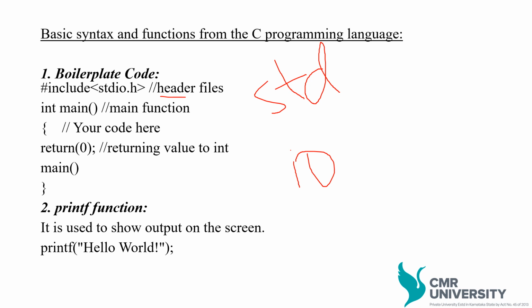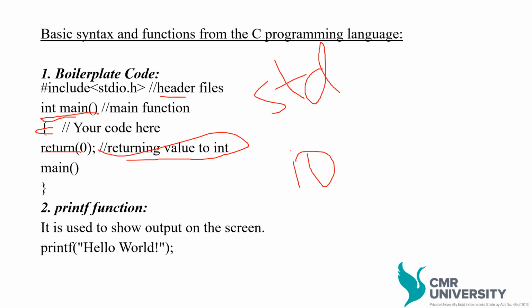So it includes the standard input and output header file into the program, and next it will call the main function, written as int main, and within the braces we will write the code. Next we return the value 0, returning the value of int, and then the main function is closed with the closing brace. So this is the boilerplate code. It is the same and basic for every code.